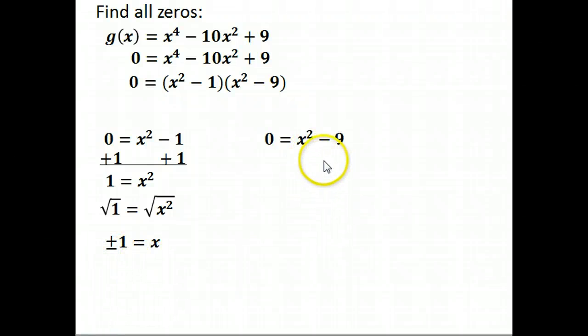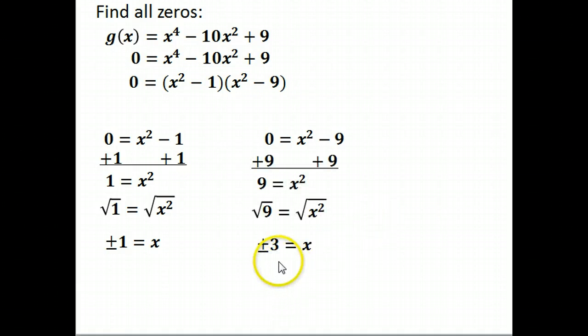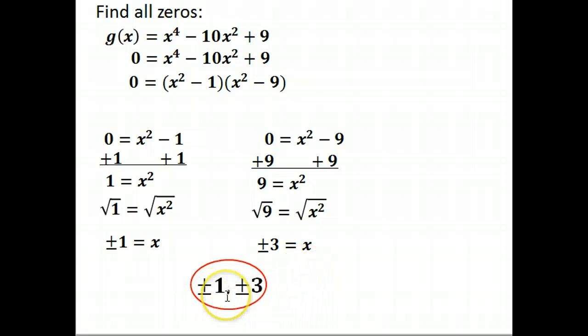Now I do the same thing over here. I'm going to add 9 to both sides, then take the square root. I'm going to just do it quickly for time purposes. And we get plus or minus 3 over here. So x in this case, and we can have up to 4 answers, I've got 2 over here and 2 over here. X would equal plus or minus 1 and plus or minus 3.